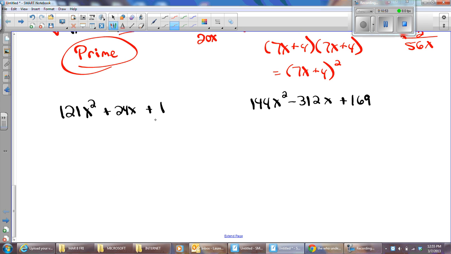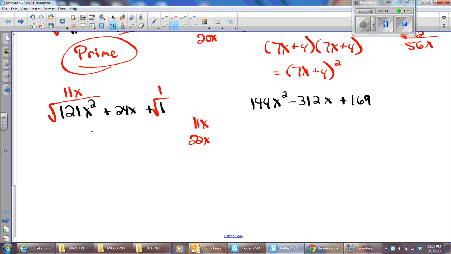All right, 2 more to do here. Got a trinomial. Perfect square. Well, first of all, GCF. I don't see a GCF. 121x squared is a perfect square. 11x. 1 is a perfect square. Multiply 1 times 11, and I get 11x, doubled 22x.